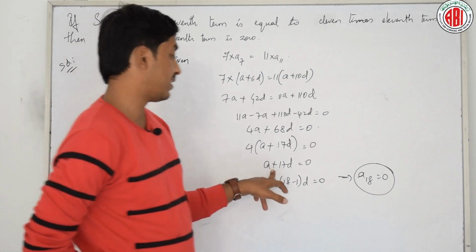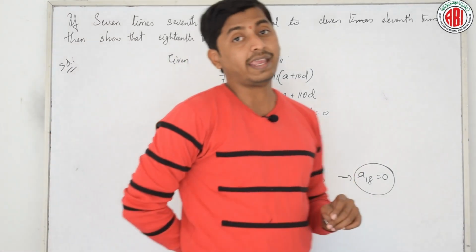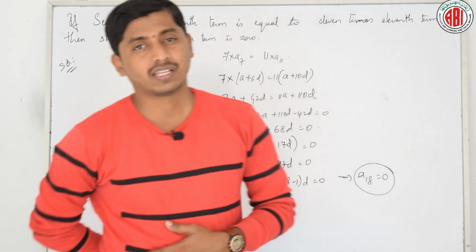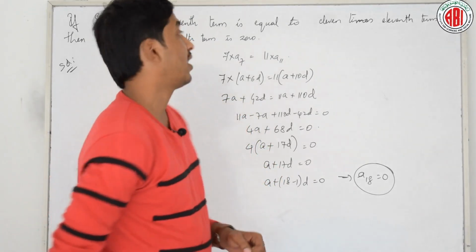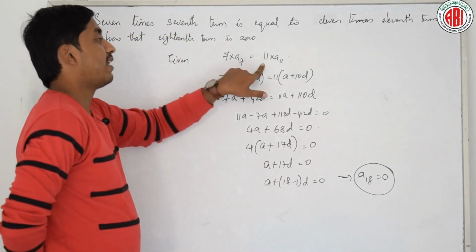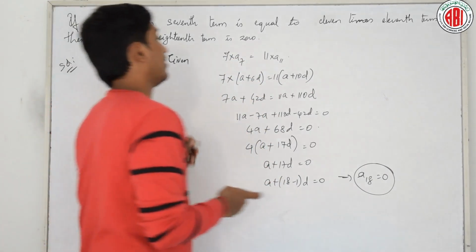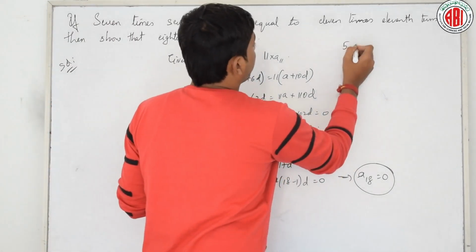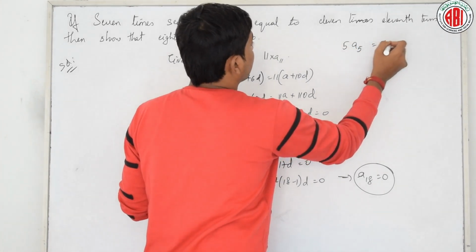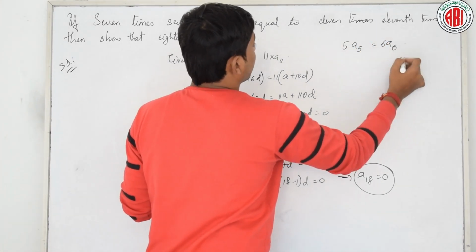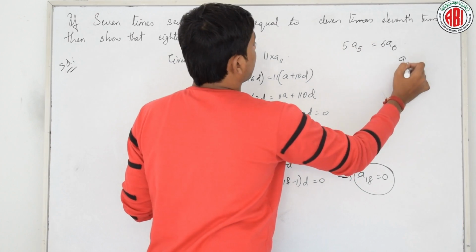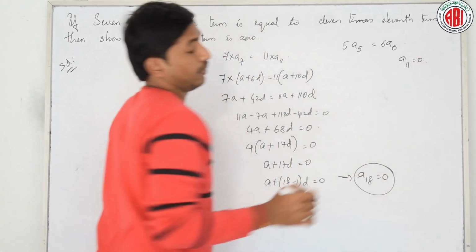I will be left with A plus 17D, which is nothing but A18 is 0. Did you understand? If you observe here, 7 plus 11 is 18, right? If I generalize it, 5 times the 5th term is equal to 6 times the 6th term. What happens? Which term will be 0? 5 plus 6, the 11th term will be 0.